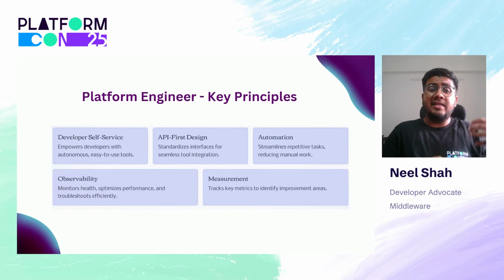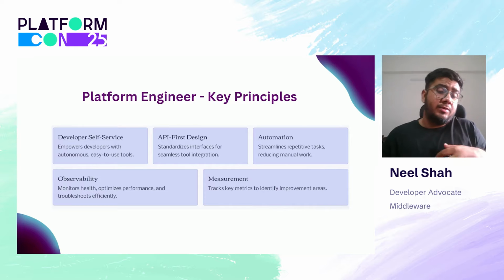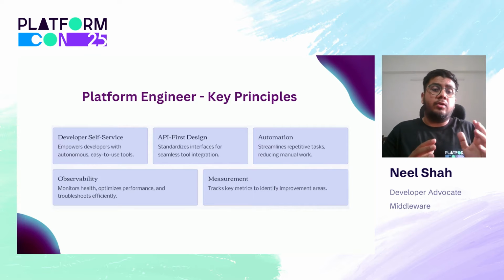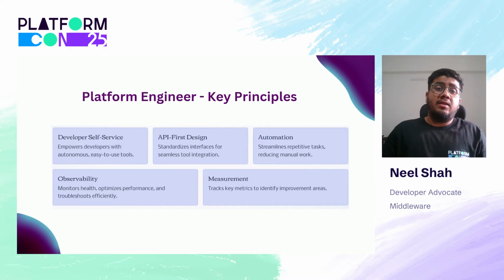Next is API-first design. It standardizes some of the interfaces for seamless integration with multiple tools. It brings a lot of automation, which eventually helps developers with their productivity. Next is observability, which always helps. I will cover most of observability in the next few slides. And obviously, we also track and measure the key metrics to identify improvement areas, which are being improved and which are going to be improved. So yeah, we take care of that.